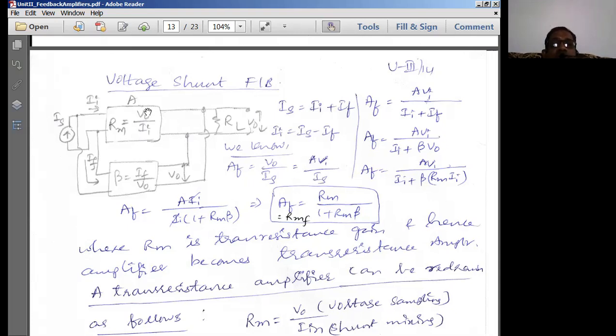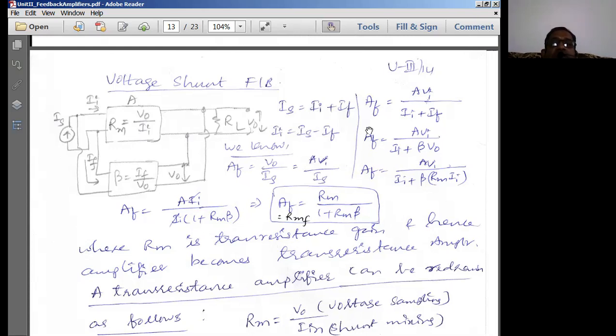Now what is V naught? Now this is important. What is V naught here? V naught is nothing but equal to II into A, or RM. Both are the same. RM is the transformed version of A, the transformed version of gain, and that is called RM. So I can write this as II into RM by IS. What about IS? IS is equal to II plus IF.